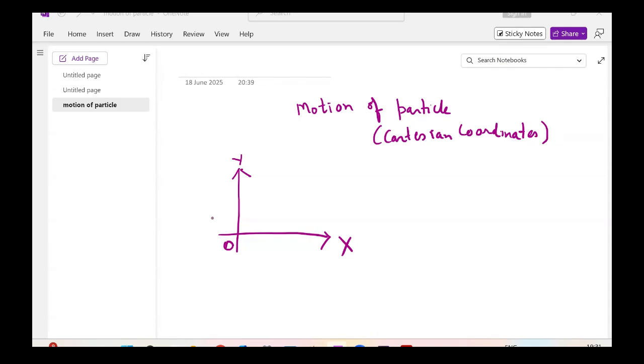Suppose this is the path followed by the particle. At any instant t, P is the position of the particle. At another instant t plus del t, Q is the position of the particle. Suppose P is (x, y) and Q is (x plus del x, y plus del y). So from P it has traversed to the point Q in time del t.